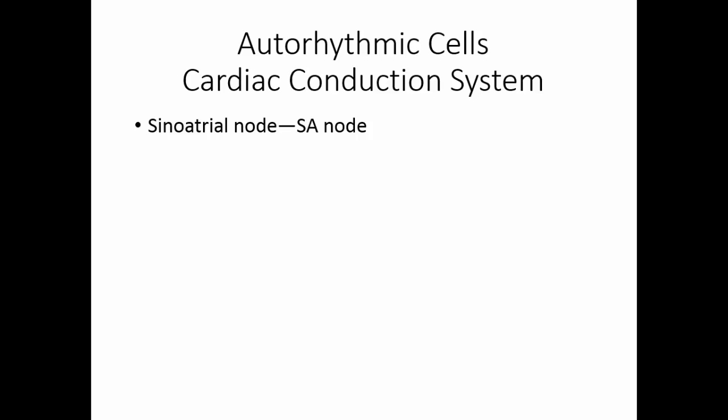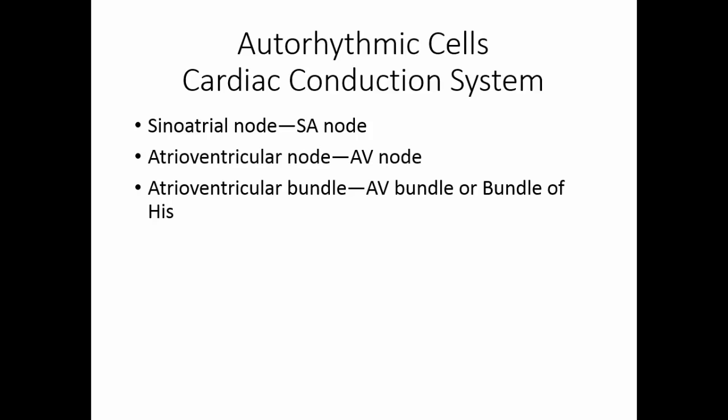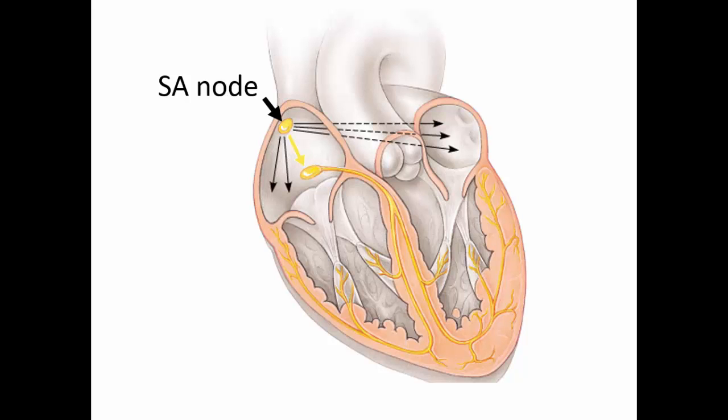Sinoatrial node, or the SA node, the atrioventricular node, or AV node, the atrioventricular bundle, also known as the AV bundle or the bundle of His, the bundle branches, and the Purkinje fibers. These are areas in the heart where autorhythmic cells are clustered. The SA node is located in the upper right atrial wall.